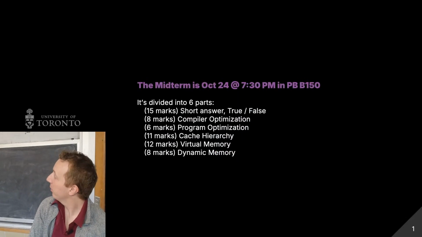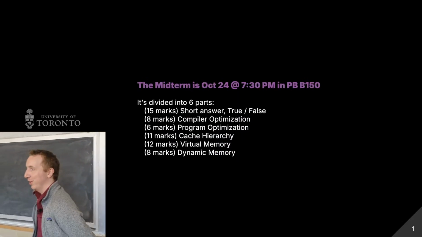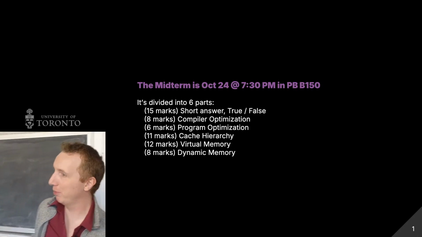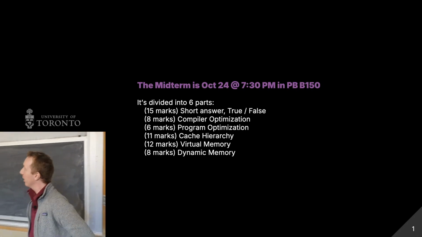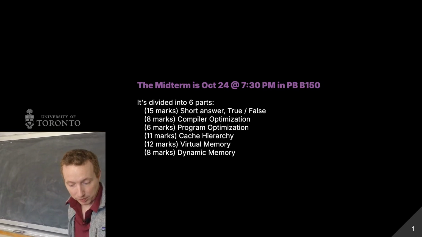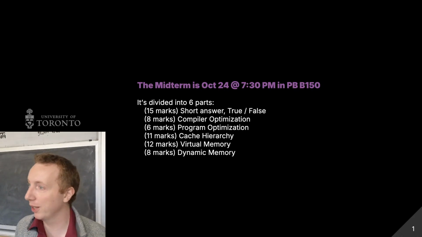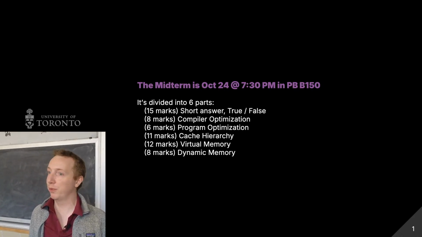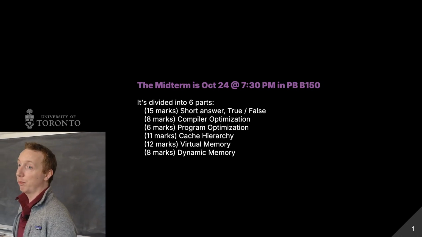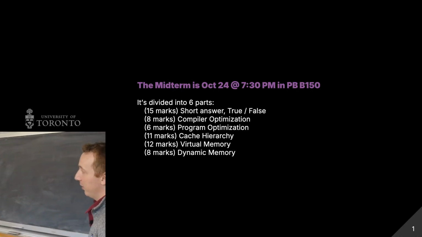So, main things you need to know. It's this Thursday, 7:30 in PB basement. Oh no, we're in the basement, of course we are. It's divided into 6 parts. So 15 marks, the short answer, they're all true, false. They're relatively straightforward. Again, this is closed book. You don't have any aid sheet or anything like that.